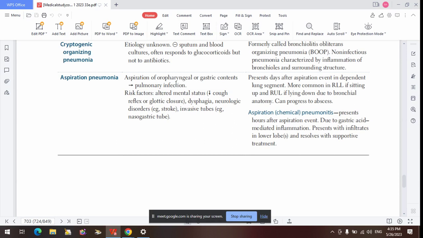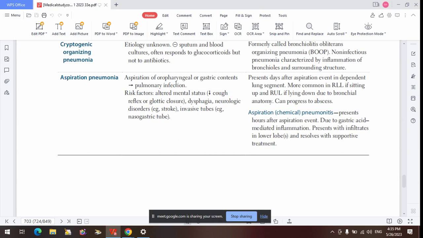So the chemical pneumonitis appears hours after the aspiration event. Someone has GERD, the person lies down at night, suddenly aspirates gastric fluid into the airway, the inflammatory response is triggered immediately, and the person starts complaining of chest pain, heartburn, and difficulty in breathing. Because in this chemical form you don't have any organisms implicated, the major form of treatment is just supportive.